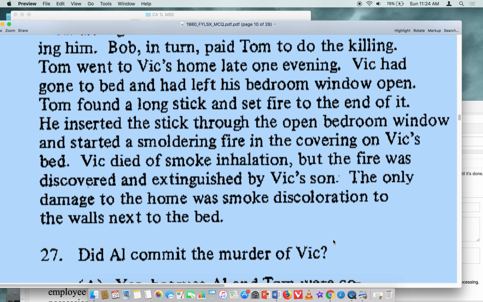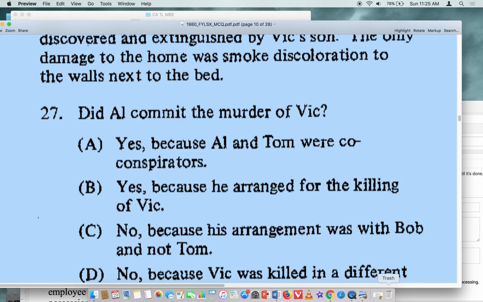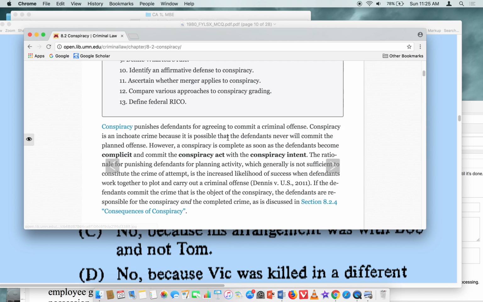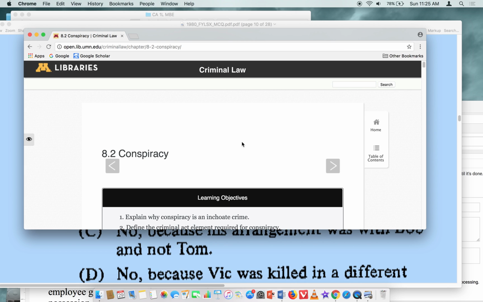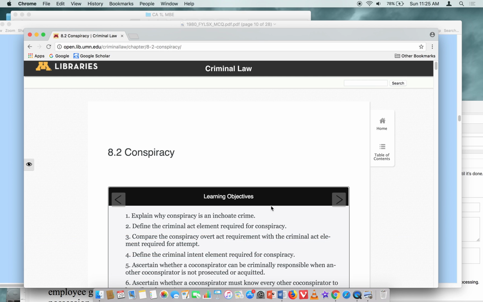So what law applies if you didn't understand what law applied? I have this page I found that explains criminal law conspiracy in detail. And I'm going to put the link below.